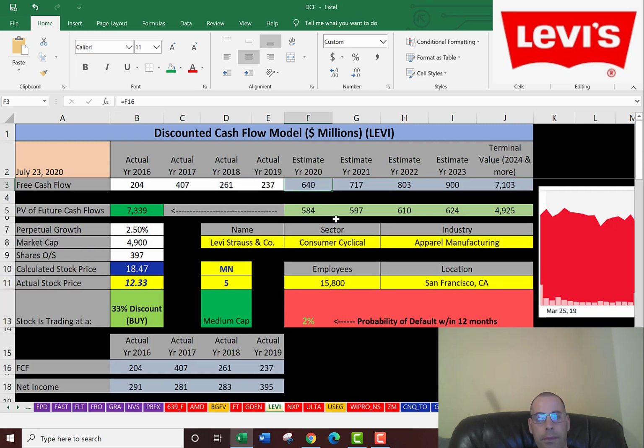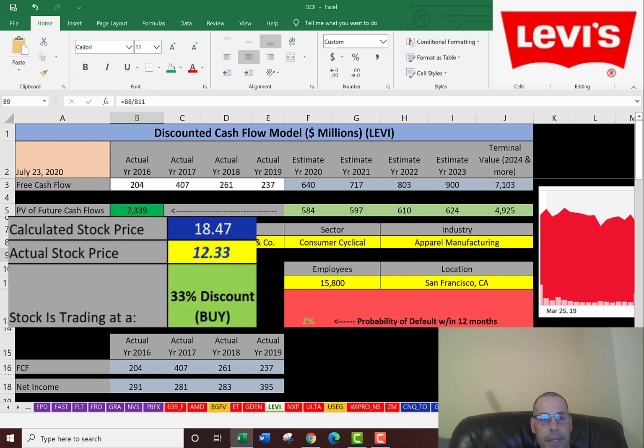So we estimated 4 years of future free cash flows. We also did a terminal value, which is all years past year 4. We discounted those numbers back to today using the weighted average cost of capital. We get a value of the company of $7.3 billion. We divide that by 397 million shares, and we get an intrinsic stock price of $18.47. They're trading at $12.33, so they're trading at a 33% discount, so it's a buy according to the model.